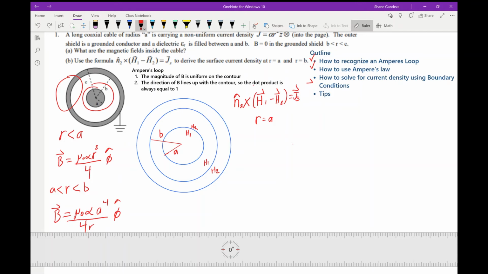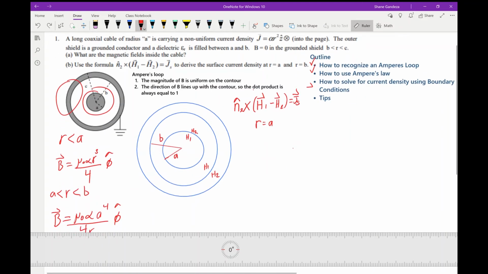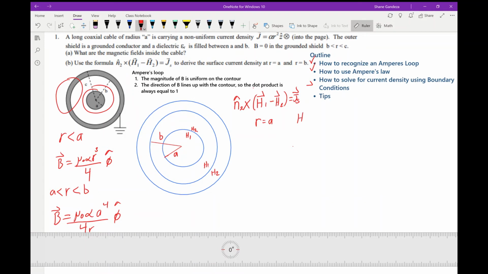Here, as you can see, I've already written out the formula for the boundary condition, which is n2 hat cross (H1 minus H2) is equal to the current density. So for the first one, I'll be solving for when the radius is equal to a. And for the H field, remember that the H field will be equal to the B field divided by the free space permeability.